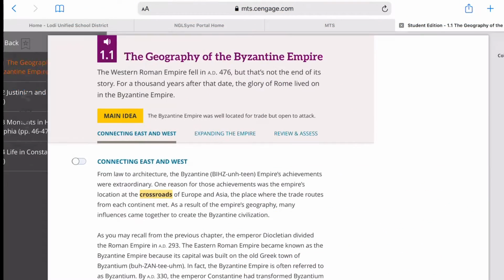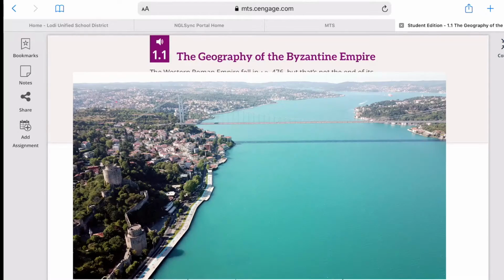Now, to better understand the geography of the Byzantine Empire, you need to know that the Bosphorus connects the Sea of Marmara with the Black Sea. It is also a form of dividing line between the European and Asian sections of Istanbul. The picture that I'm showing you is not in your book. So this is the Bosphorus. It is a strait connecting the Black Sea and the Sea of Marmara. It's about 18 miles or 29 kilometers long.